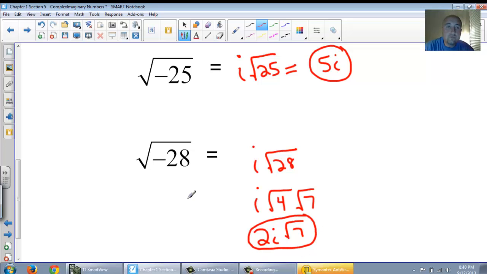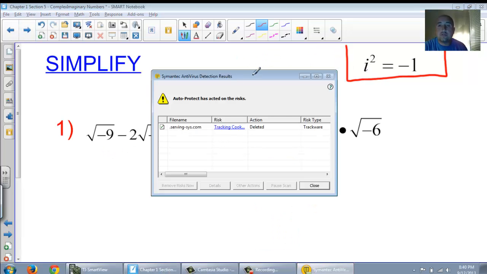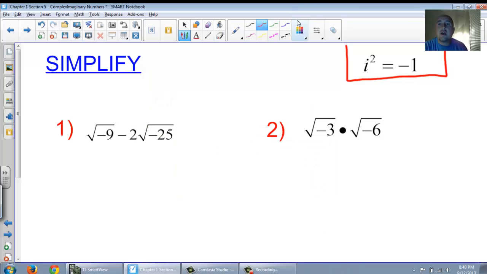Okay? So those are the easy ones. Let's get a little harder here. Please remember, you should remember this, that anytime you have an i squared, it's equal to negative 1. You've got to get rid of i squared. You can never leave that in an answer. Okay? So we're going to use that in a little bit.